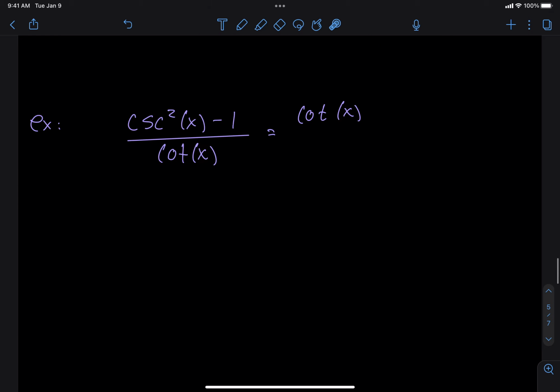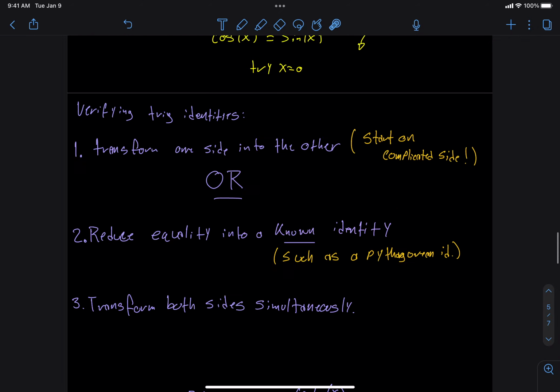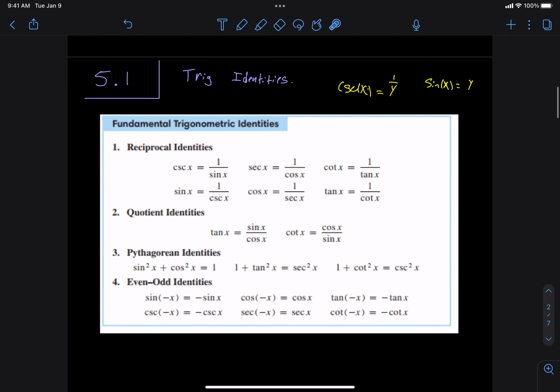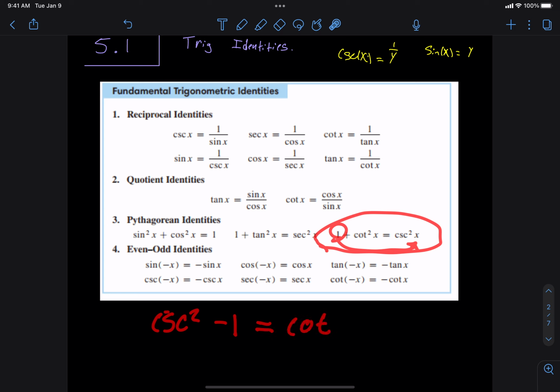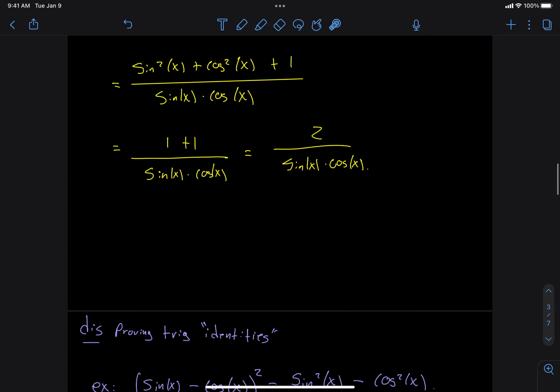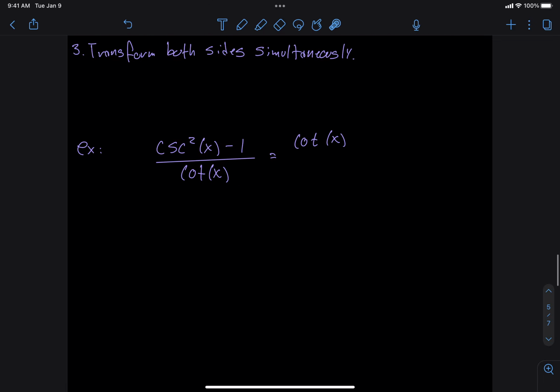Well, cosecant squared minus one. Let's go back up to our identities and keep that in mind. Cosecant squared minus one is what I'm looking at. That looks an awful lot like this trigonometric identity if I were to move the 1 over to the other side, doesn't it? So what is cosecant squared minus 1 equal to? Cotangent squared. Yes? So I am going to rewrite this in the following way.